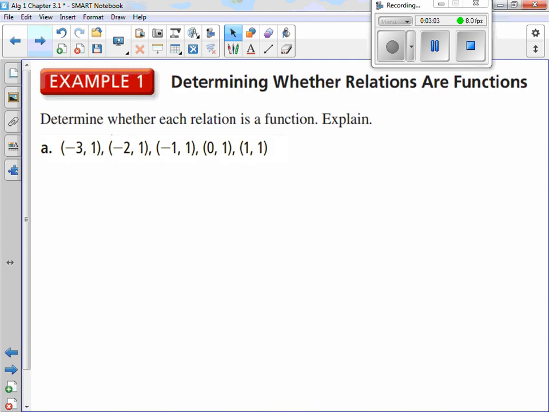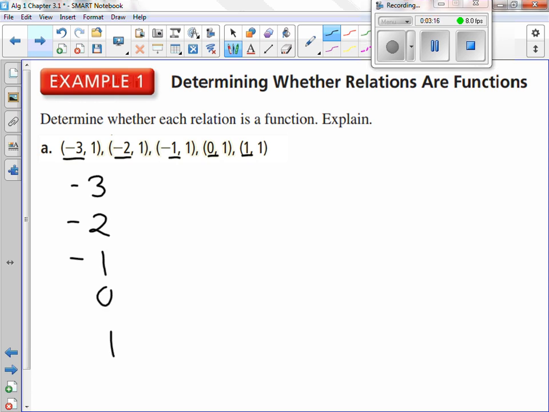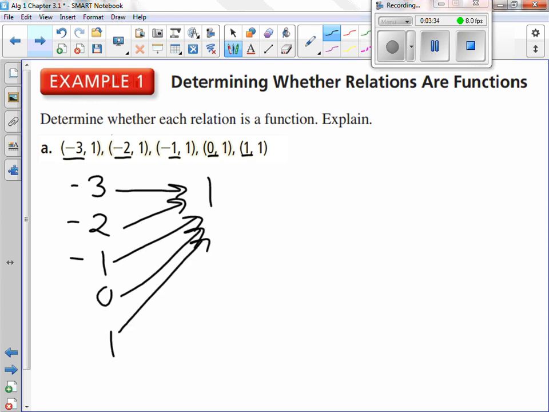Determine whether each relation is a function. So let's look at this one here. So the inputs I have, I'm going to go on and list them out. We have -3, -2, -1, 0, and 1, yes? Because those are the x's. Those are the input values, yes? So let's look at the output values. Well, -3 goes to 1. -2 goes to 1. -1 goes to 1. 0 goes to 1, and 1 goes to 1.